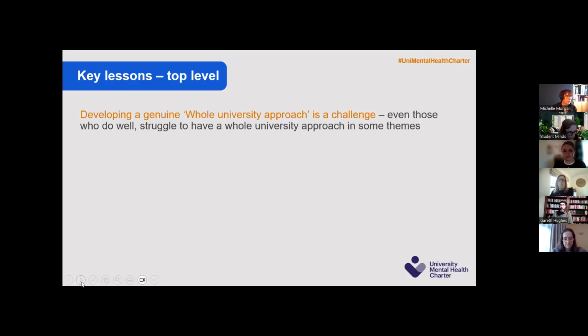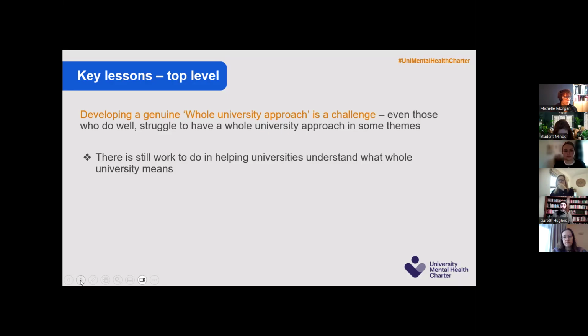First of all, whole university approach is a challenge. That's not a surprise to any of us. And no one was doing a whole university approach perfectly across all 18 of the themes. So basically in every report, there was a theme or two, even for those that did really well, where the assessors were saying, actually, this isn't quite a whole university. It's a bit siloed. It's a bit isolated in the way that this has been developed.